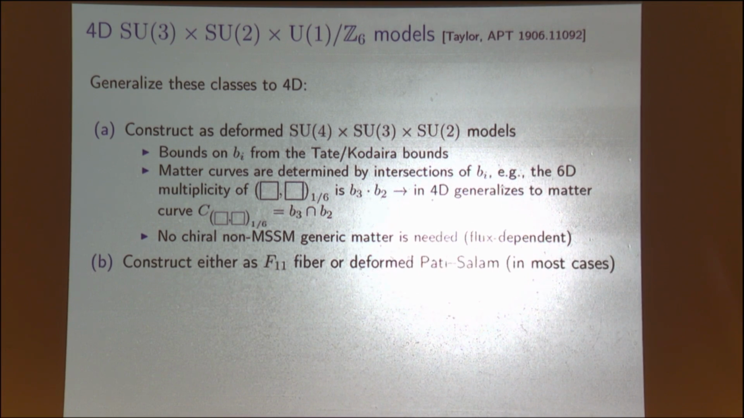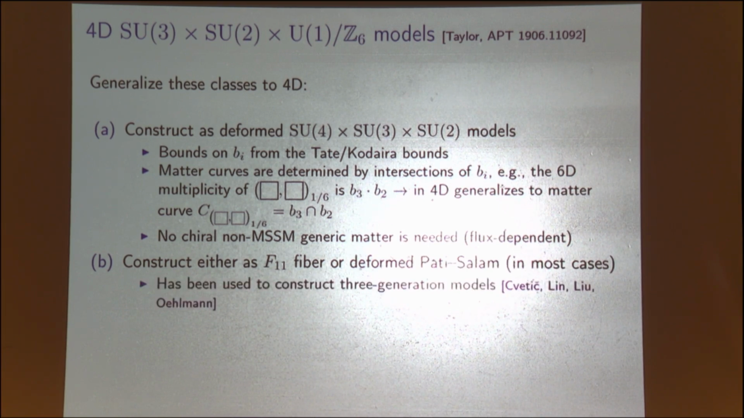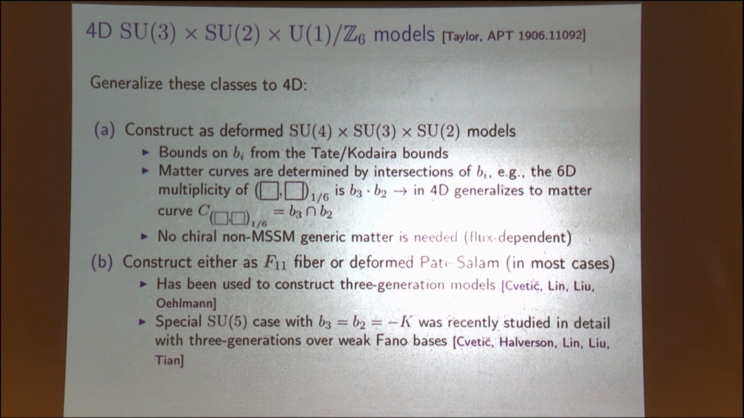OK, for class B, I'm going to either construct them from the F11 fiber, which has been discussed a lot before, or in most cases, I can tune a Pati-Salam via Tate tuning and then deform that. So this F11 construction has been talked a lot about before to construct 3 generation models in F-theory. And in particular, this special SU5 case I talked about, the generalization of B3 equals B2 equals 3 that we saw in 6D t equals 0 is to set both of these to minus K, which is the anti-canonical divisor class.